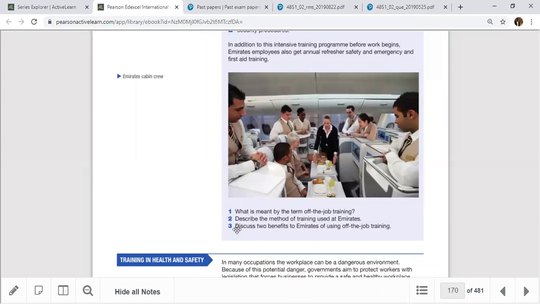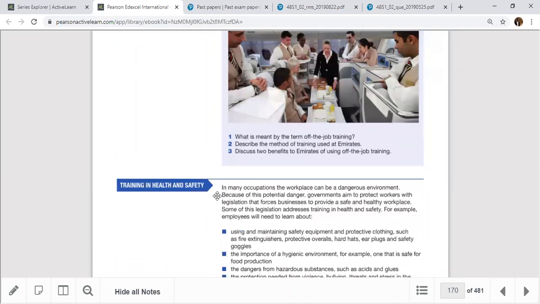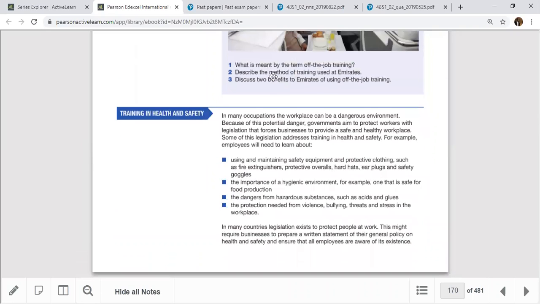Okay, now we are moving to the other part, training and health and safety. So health and safety, as I'm told here, is really important, like safety procedures. Organizations normally provide these in many occupations. The workplace can be a dangerous environment, and because of this potential danger, governments aim to protect the workers with legislation that binds the business, right? So what does the government actually require for the workers? You can see maintaining health and safety equipment like protective clothing, fire extinguishers, protective overalls, hard hats, earplugs, safety goggles. These things must be given to the workers by the organization.